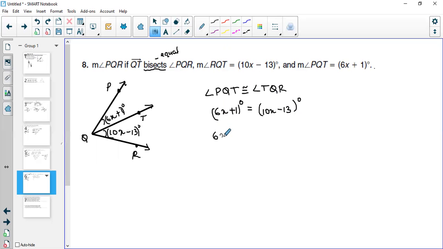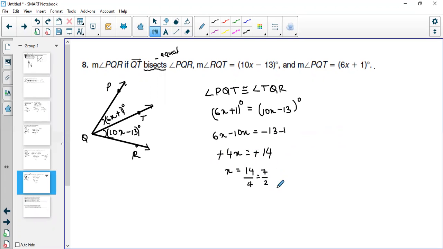So 6x minus 10x is going to be equal to negative 13, negative 1. So this is going to be negative 4x equals negative 14. So we can cancel the two negatives because both of them are negative. So x is going to be equal to 14 over 4. Now we can simplify this. If not, you can simply divide 14 by 4 and find the answer. But if you simplify, that's going to be easier. So if I simplify, I'm going to get 7 over 2.